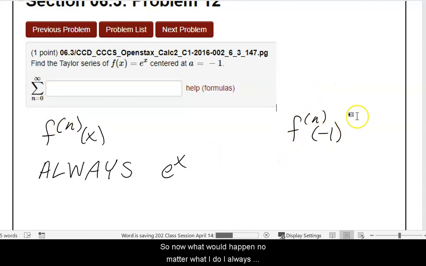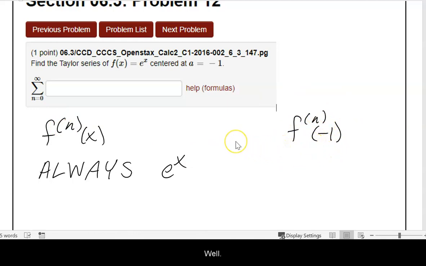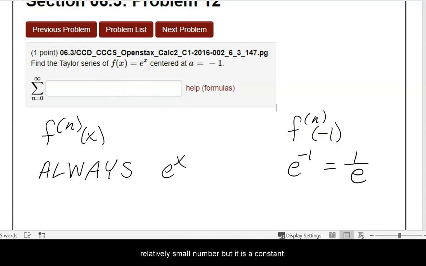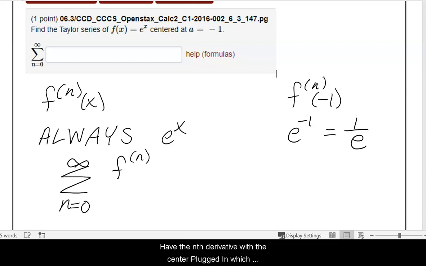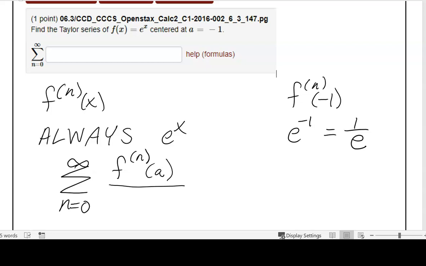So now what would happen, no matter what I do, I always have e to the x. So what do I get when I plug in the center? Well, e to the negative 1 is 1 over e, which is a constant. It's a relatively small number, but it is a constant. So now find the Taylor series for it. The Taylor series formula is the sum from n equals 0 to infinity of the nth derivative with the center plugged in, which in our case is always 1 over e, over n factorial times x minus the center, which is a, to the nth power.